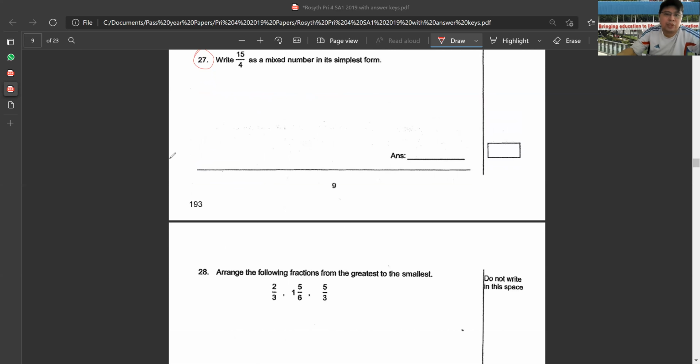Okay, write this as a mixed number. 15/4 as a mixed number equals to... So what must you write as the mixed number? 4 and 3/4. No.